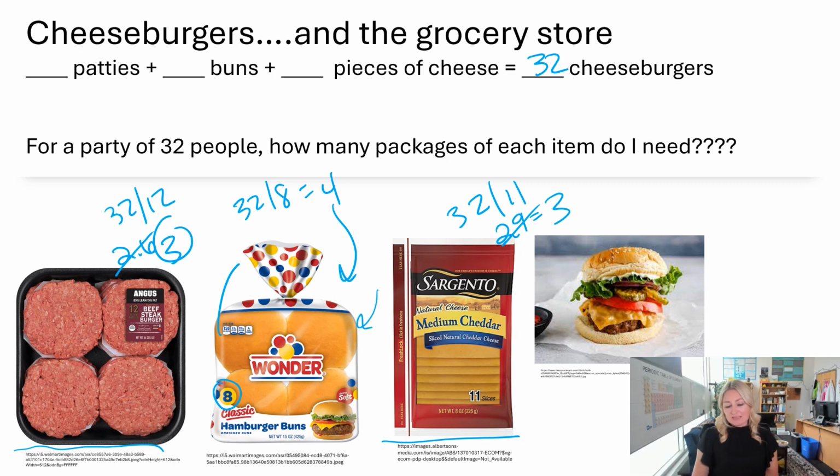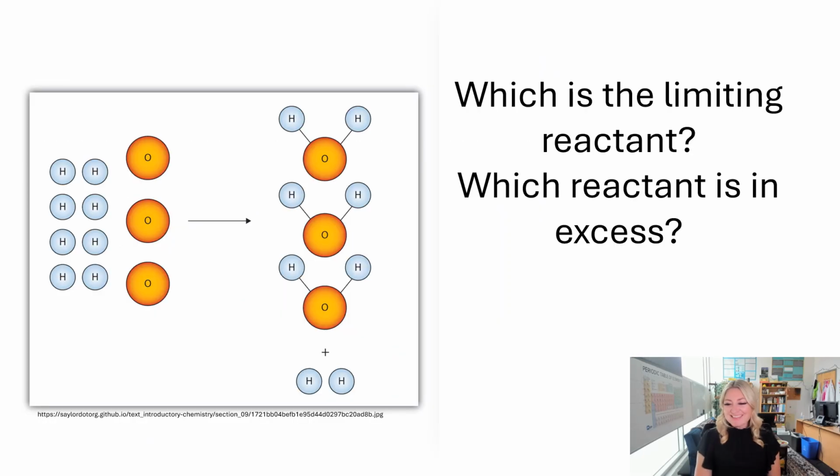So we deal with this idea of limiting reactants all the time. And what we've essentially done is we've figured out what our limiting reactant is based on how many cheeseburgers we're trying to make. Applying this to chemistry, we can look at this beautiful visual model when we react hydrogen with oxygen. So we have 2, 4, 6, 8 hydrogens and 3 oxygens. We can see that oxygen is our limiting reactant, okay, because we run out of it. And we see that hydrogen is in excess because there's extra left over after this.